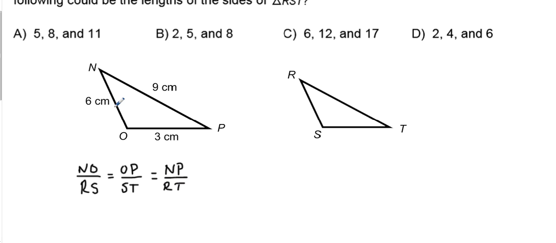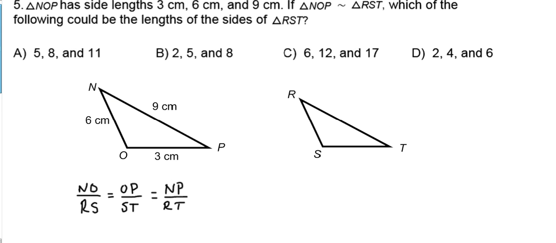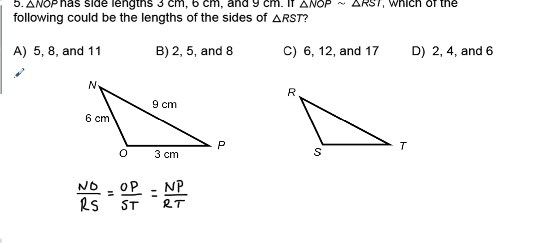RT. Side NO corresponds to side RS. Side OP corresponds to side ST. Side NP corresponds to side RT. And what we'll have to do is plug in to see what works. So let's try A and see if that works. So for NO, I'm going to actually plug in 6. And 6 is going to have to go with 8. So be careful with that.